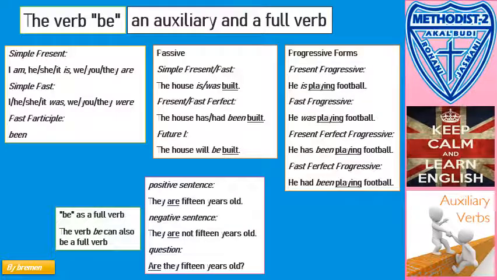First of all, we discuss be as the auxiliary verb. Be can be a full verb or an auxiliary verb, or helping verb. So two functions, as the helping or as a full verb. The first, as the helping verb, is to make what? To make compound tenses. What are compound tenses? There are 16 tenses in English.